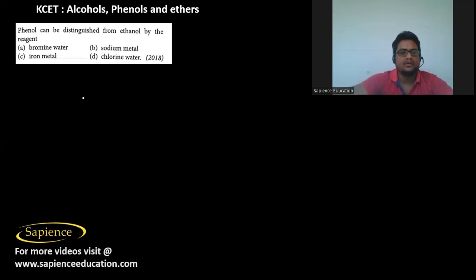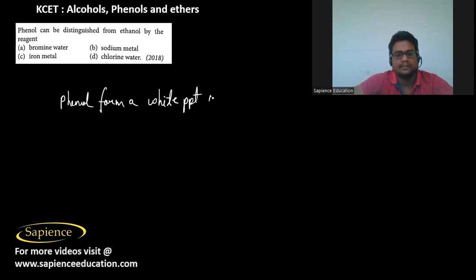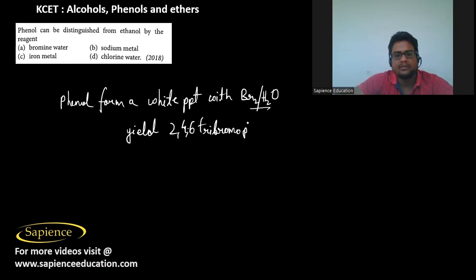Then it is told that phenol can be distinguished from ethanol by the reagent. So the rule is that phenol forms a white precipitate with bromine water. With bromine water, it will form a white precipitate, and it will yield 2,4,6-tribromophenol, which is a white precipitate.